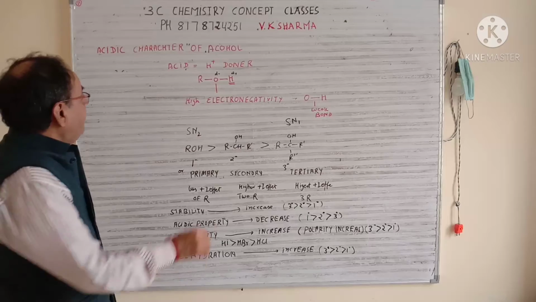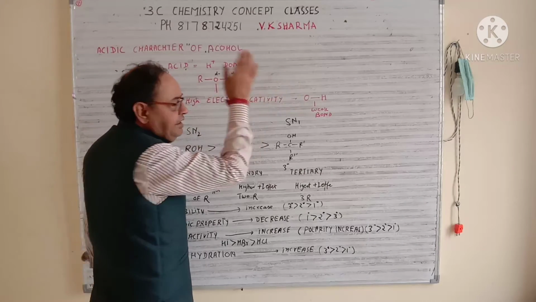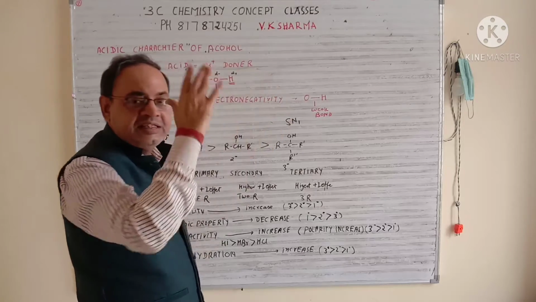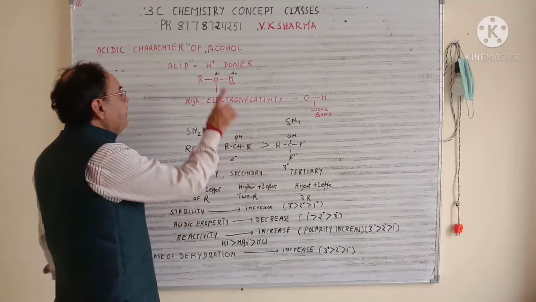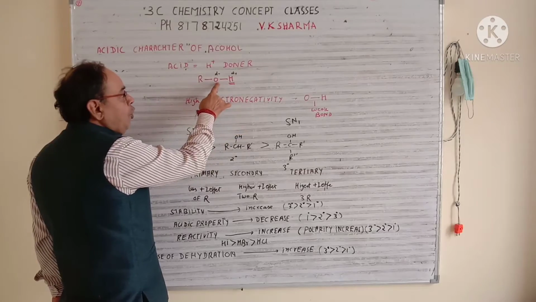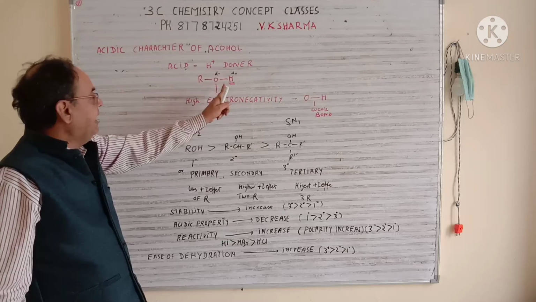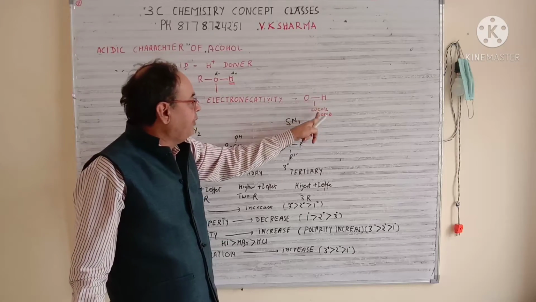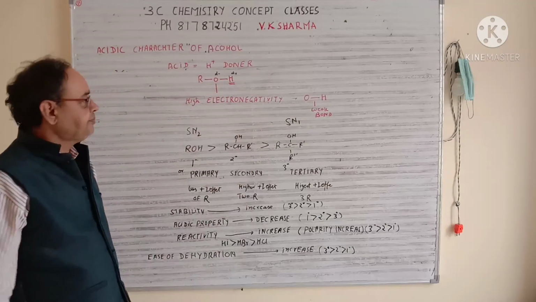Now if the OH bond is weak, H will be lost easily. When H is lost easily, it means it is acidic in nature. So all alcohols are acidic in nature. Here, due to the small size and high electronegativity of oxygen, oxygen attracts the electron of hydrogen. As a result, the OH bond becomes weak. When the OH bond becomes weak, H is lost, and as a result it shows acidic character.